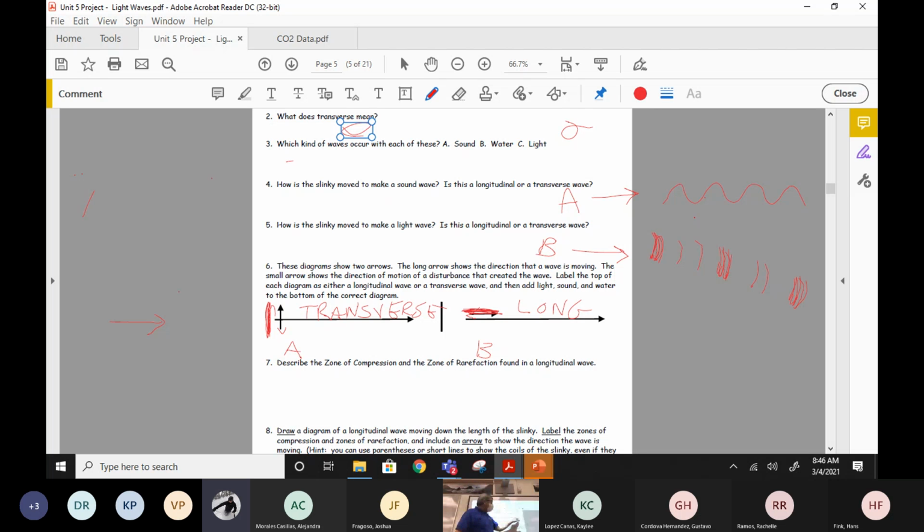So A, the light wave, is a transverse wave. The disturbance that created it is in the opposite direction as the wave itself is moving. B, a longitudinal wave, like what we have in sound, the disturbance that creates it is moving back and forth in the same direction as the wave is moving. Like right now, when I'm vibrating my voice box, that's pushing the air molecules together, squeezing them together, and then pulling them apart every time my voice box vibrates. So we have this squeezed area and this stretched out area.